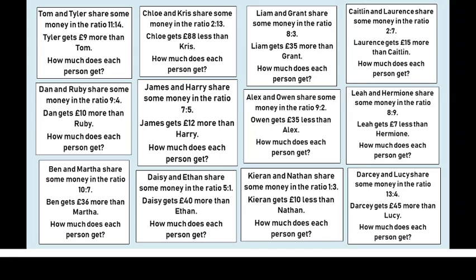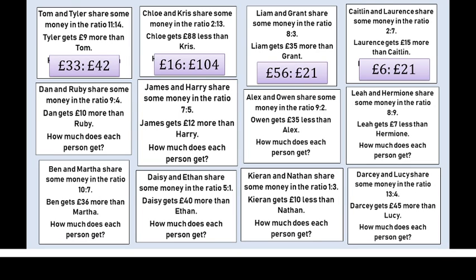Okay, well done for having a go at that. Hopefully you managed to get quite a few of those questions done. Let's have a little look at the answers then. Okay, so first one, you should have got Tom got £33 and Tyler was £42. Okay, just remember the ratio always relates to the order the names are written in. So then Chloe and Chris was £16 to £104. And then the next one, 56 and 21, 6 and 21, and so on.